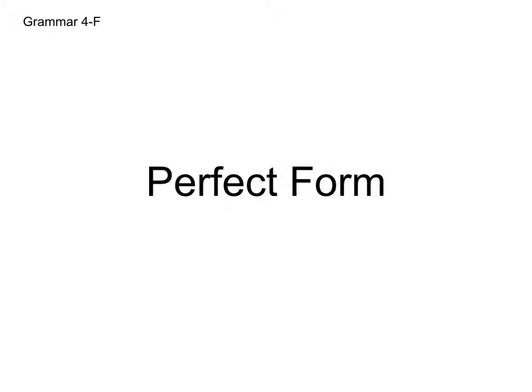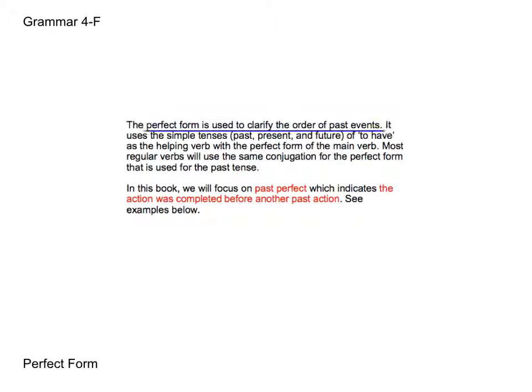So let's look at our explanation at the beginning of the book. Perfect form is used to clarify the order of past events. What does this mean? Well, when we focus on past perfect like we do in this book, what we're showing when we conjugate verbs into perfect form is that we're indicating the action was completed before another past action. And we're going to look at some examples of that in a few minutes, but that's essentially what we're getting at with perfect form.